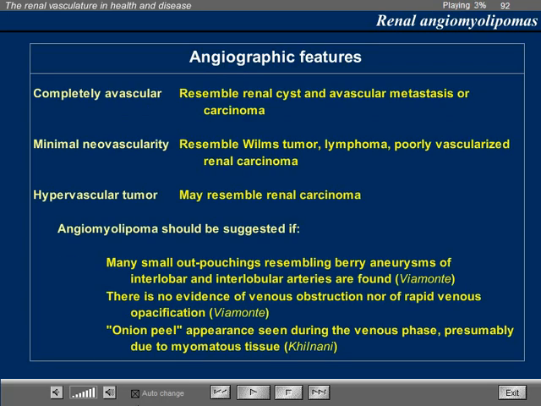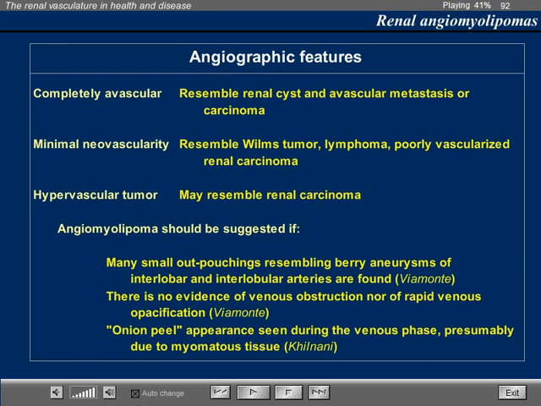Some renal angiomyolipomas may be completely avascular and therefore resemble a renal cyst, an avascular metastasis, or necrotic carcinomas. There may be minimal hypervascularity, and this pattern may mimic a Wilms tumor, particularly in infants, a lymphoma, or a poorly vascularized renal cell carcinoma.